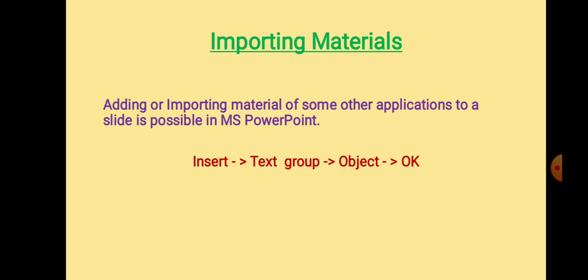You can insert video or audio files in an MS PowerPoint slide. To achieve it, again you have to select the Insert tab and from the media group you can select either the video or audio option. Then you can proceed accordingly. Next, you can import materials from other applications to a slide in MS PowerPoint. To achieve it, again you have to select the Insert tab and from the text group you have to select the object, and after selecting the object you have to click the OK button.